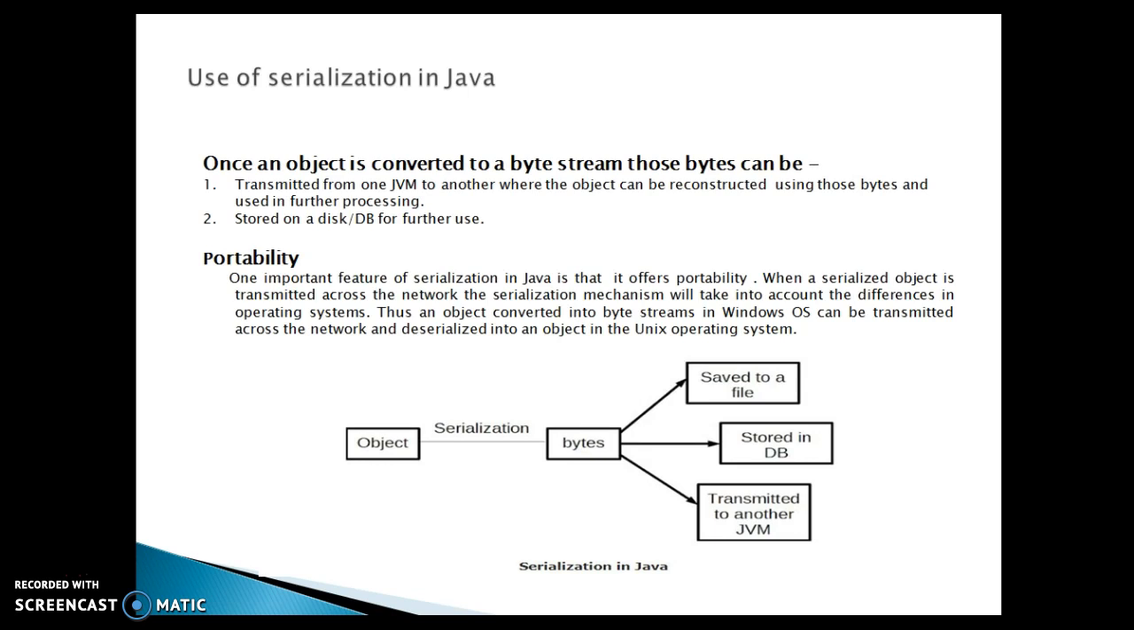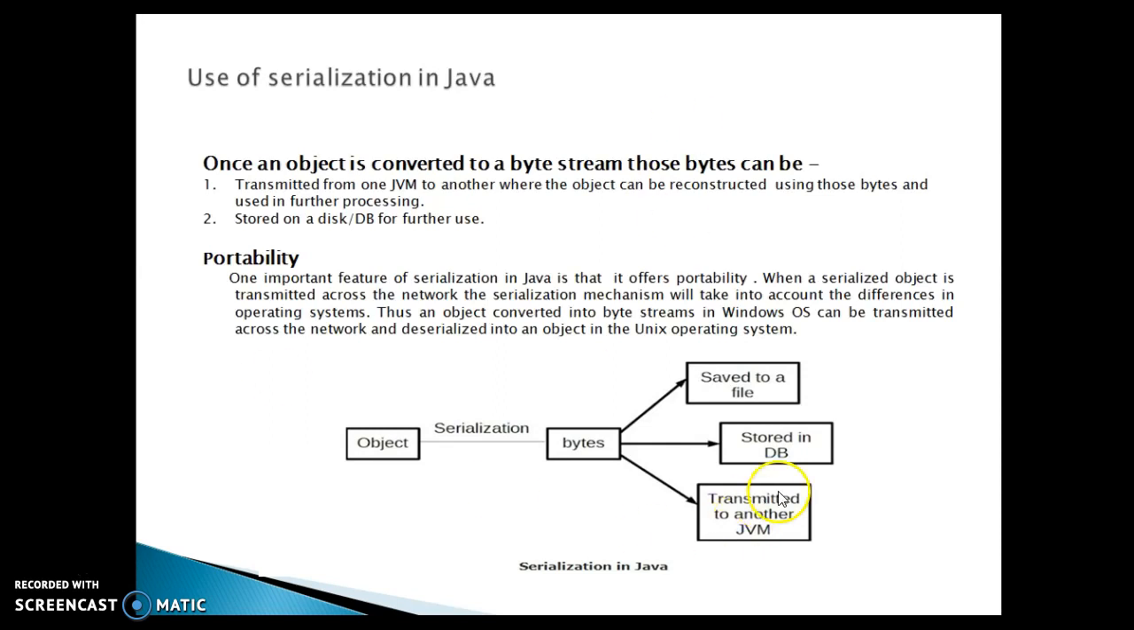When we talk about serialization, one thing you should keep in mind is portability. One important feature of serialization in Java is that it offers portability. When a serialized object is transmitted across the network, the serialization mechanism takes into account the differences in operating systems. Thus, an object converted into a byte stream on one operating system, like Windows, can be transmitted across the network and deserialized into an object on another operating system, like Unix.